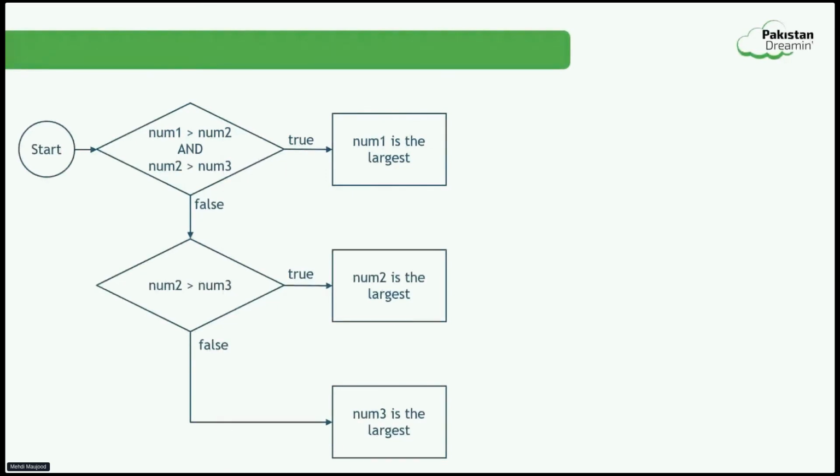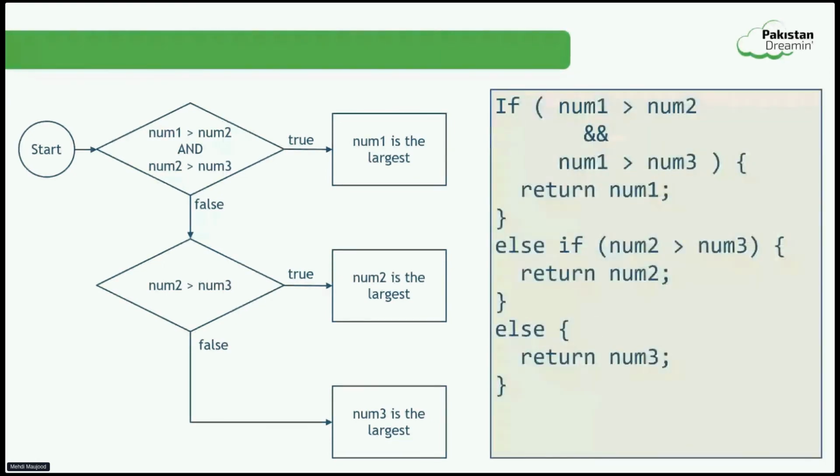So this flowchart that I have here just translates so naturally to code. If you read the code on the right, if num1 is greater than num2 and num1 is greater than num3, return num1. Else, if the above was false, if num2 is greater than num3, if this one ends up true, then return num2. Else return num3. So this code over here is just pretty much a direct translation of this flowchart.